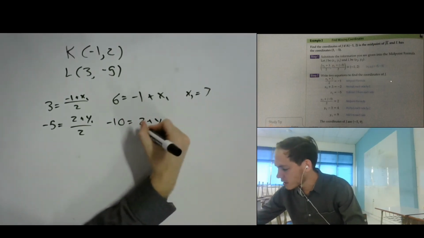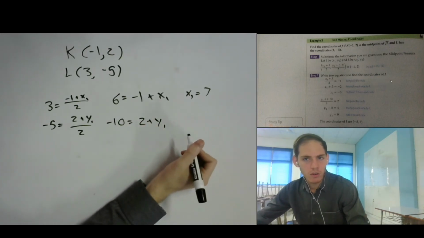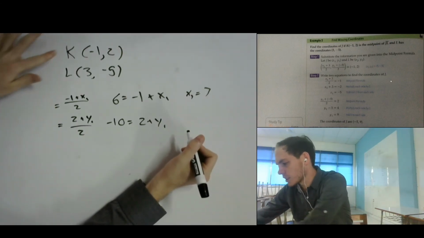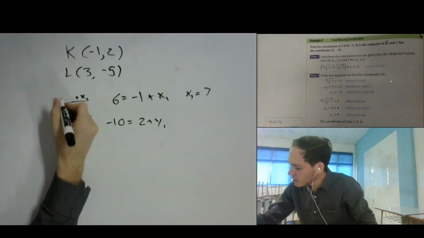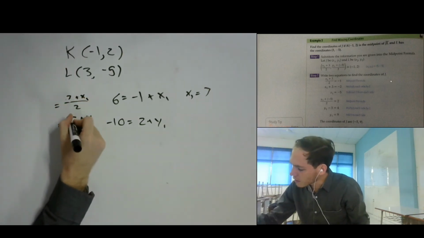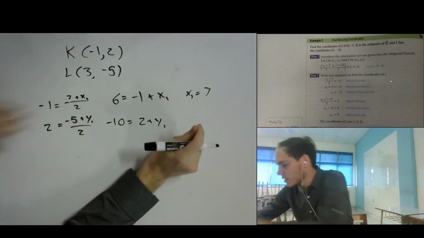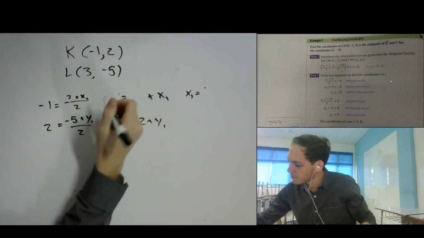So then, sorry, K is the midpoint. That makes more sense. So K is our midpoint. Okay, that changes a lot of things. Okay, so this is 3, this is -5, this is -1, it's 2. It's going to be way different, but we'll be able to go through it.